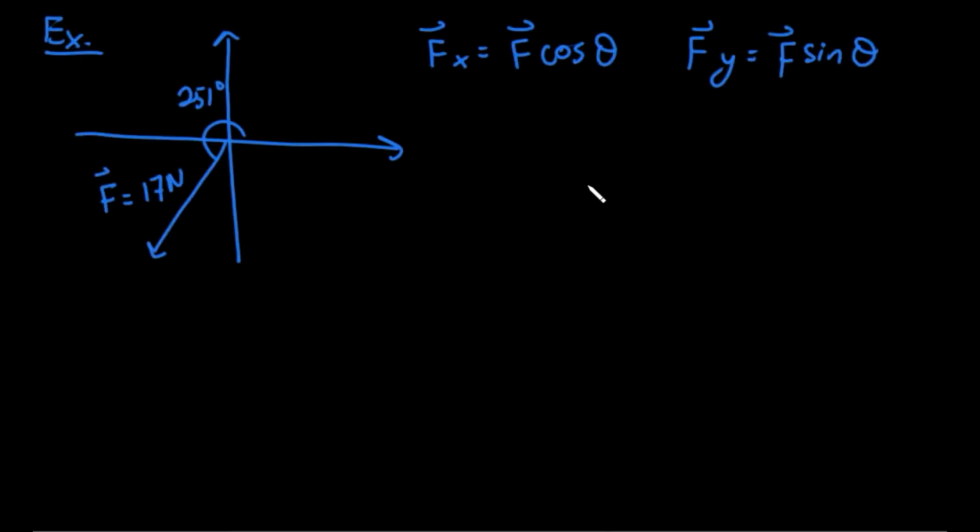Now I want you to try it. You have this vector, it's a force vector. We know that because of the unit right here. This force vector is 17 newtons with an angle of 251 degrees. I want you to take some time, pause this video, and calculate your horizontal component for your force vector and calculate your vertical component for your force vector.